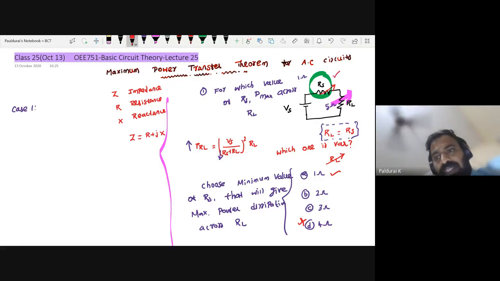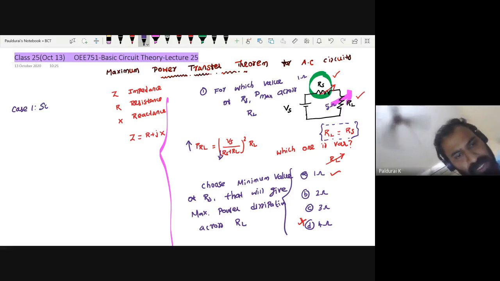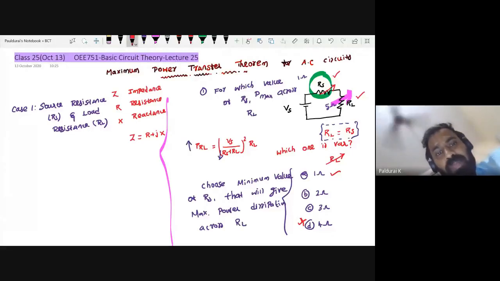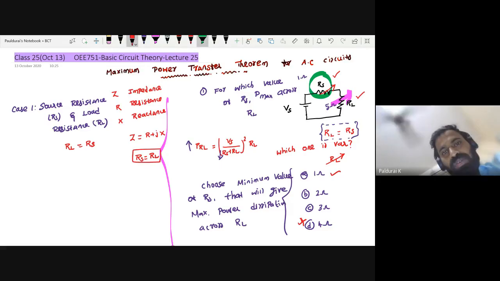This is source resistance and this is load resistance, right? So case 1, source also resistance, RS and load resistance. Both are resistance. At that time, what is the condition for maximum power transfer theorem? That RL equal to RS. Okay, be careful, not RS equal to RL. That is already explained, right? So RL equal to RS.